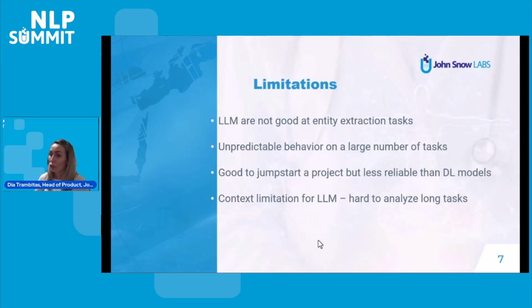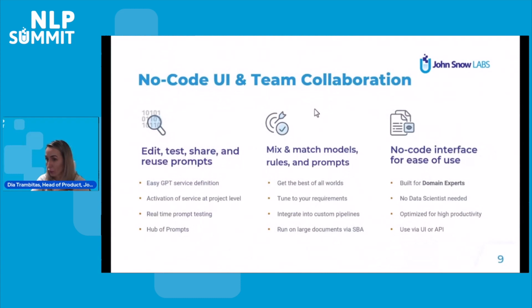LLMs can also face challenges with handling long tasks. Their context window is limited, and analyzing lengthy documents or conversations can be challenging. This limitation can result in incomplete understanding or suboptimal performance for extensive text inputs. In this situation, you can consider using the section-based annotation feature, for instance, proposed by the NLP Lab.